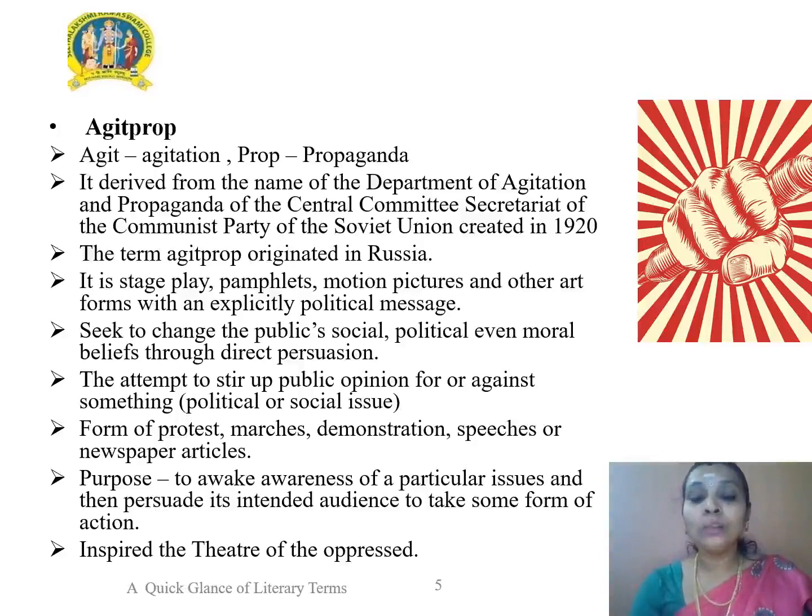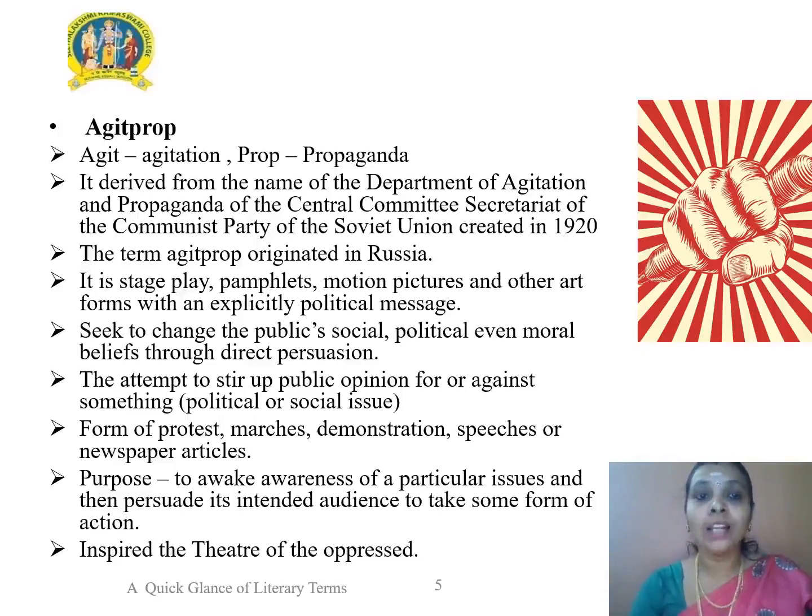Agitprop. Agitprop is a two-word term. Agit means agitation. Prop means propaganda. The term derived from the Department of Education and Propaganda of the Communist Party of the Soviet Union in 1920. The term agitprop originated in Russia. Agitprop is also known as street plays or stage plays. This theatre wanted to change the opinion of the public and persuade them. It is a political strategy, a technique used to influence and mobilize public opinion. This theatre is used as a method to carry the message of revolution to the masses.